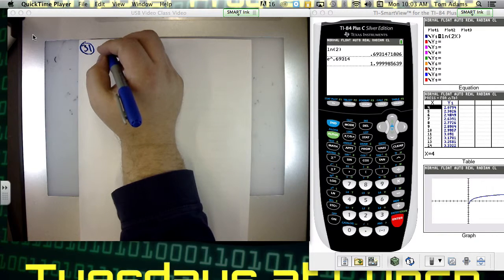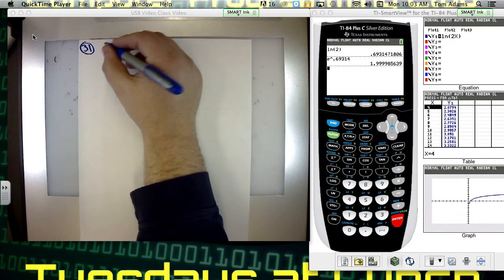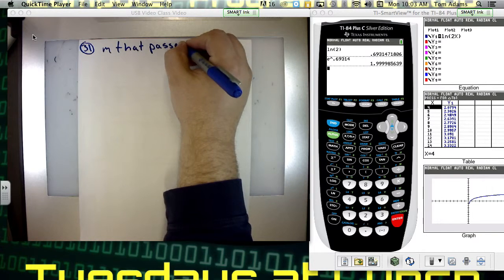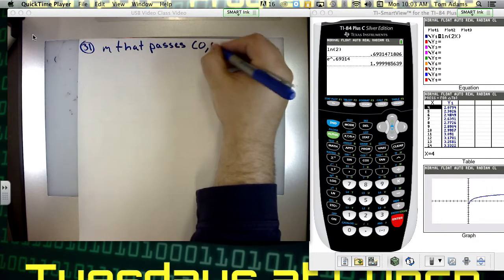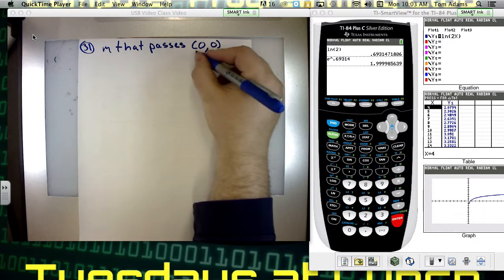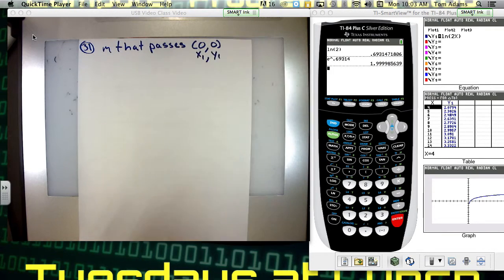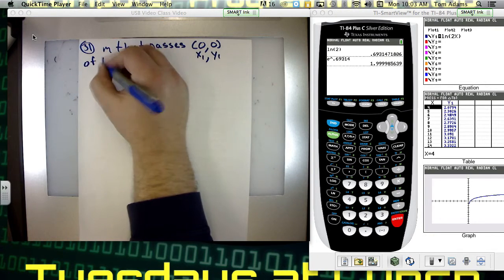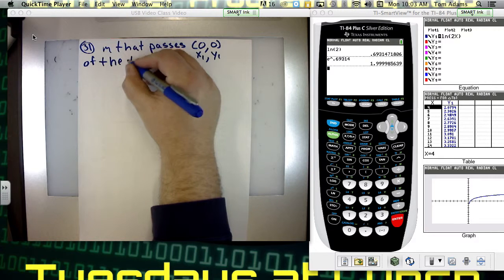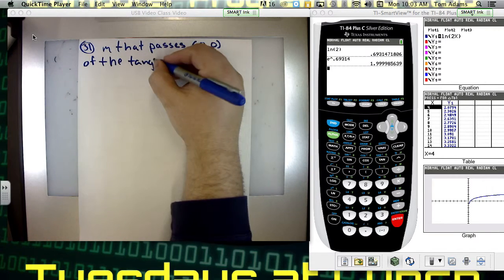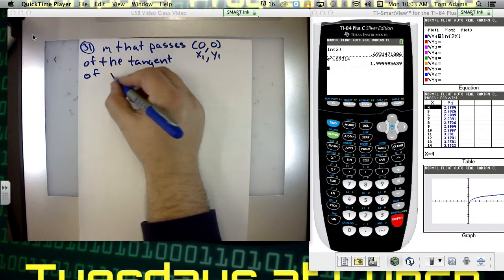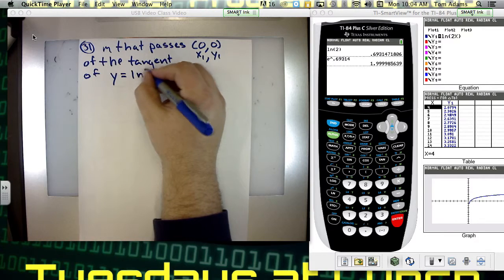Problem number 31 says we want to find the slope of a line, m, that passes through the origin. Now the origin is really just (0, 0), right? In fact, I'm just going to label this right now, (x1, 1), of the tangent of, and they give us the function y equals the natural log of 2x.